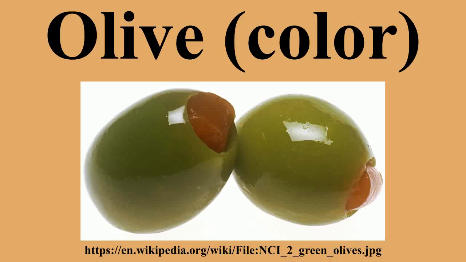Drab is an older color name, from the middle of the 16th century. It refers to a dull light brown color, the color of cloth made from undyed homespun wool. It took its name from the Old French word for cloth, drap.